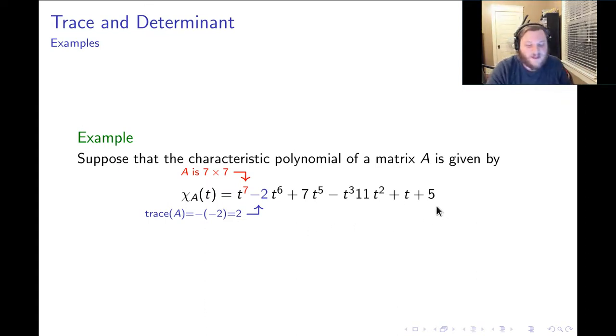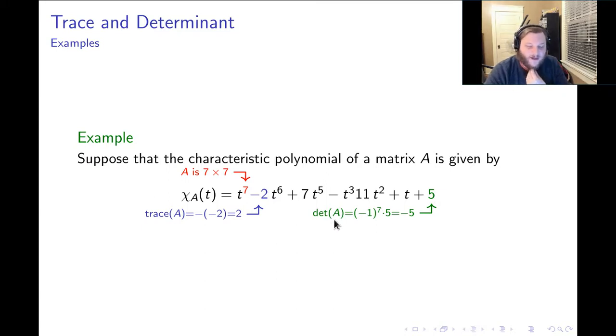The last thing to look at here is the constant coefficient, plus 5. Well, what we know is that the constant coefficient is always negative 1 to the size of the matrix, so 7, multiplied by the constant coefficient.